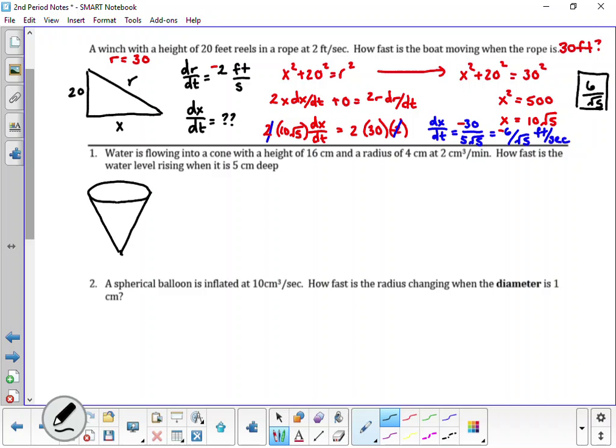Okay. So the height of our cone is 16, and the radius is 4. Okay? Alright, and then we've got water in here.